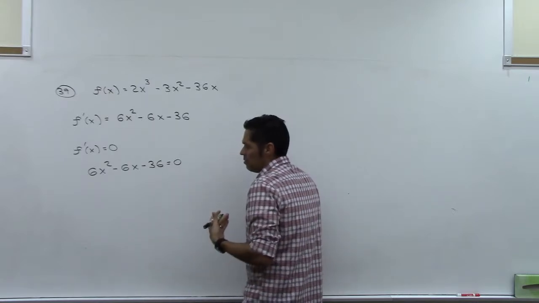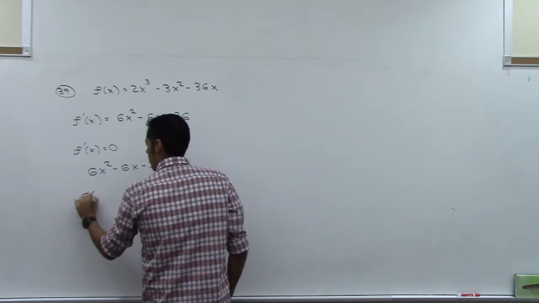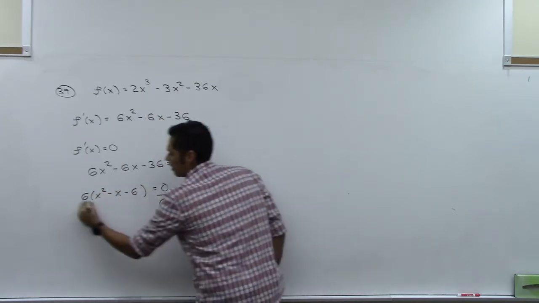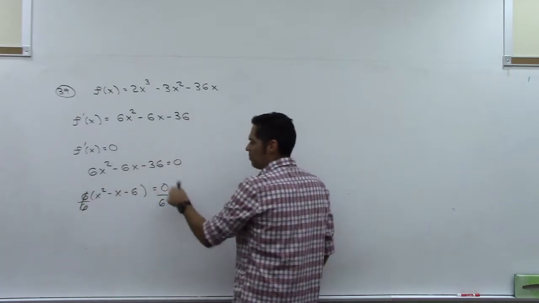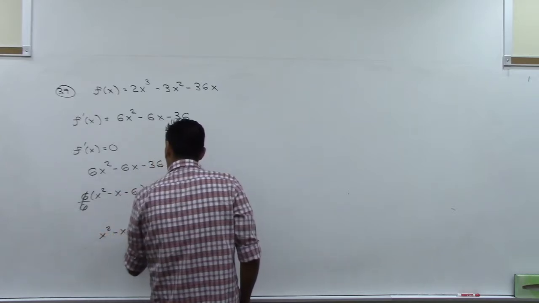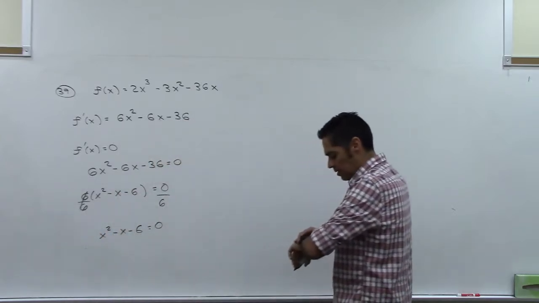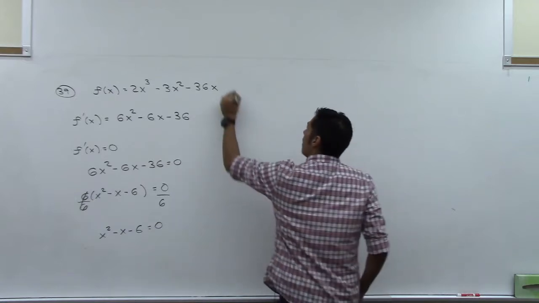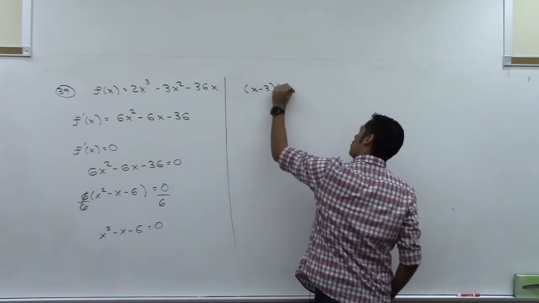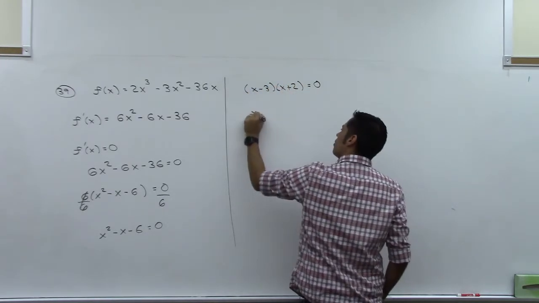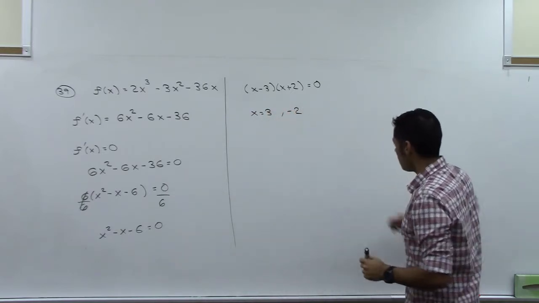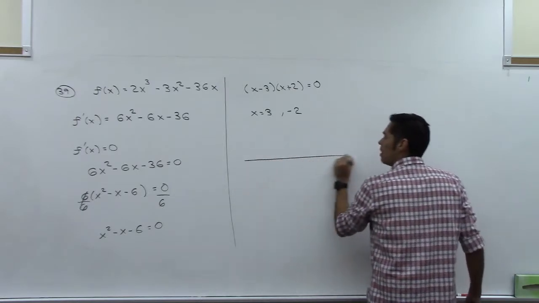And the way that I would do this is I would factor a 6 out. And then I would divide both sides by 6. And that would kill that off, and this side would still be 0. So what you get is x squared minus x minus 6 equals 0. And that leads you to factor. Okay, we can factor that quadratic, x minus 3 times x plus 2 equals 0. And that leads us to two solutions, 3 and negative 2. Now what I do is I draw a number line. I plot these points.